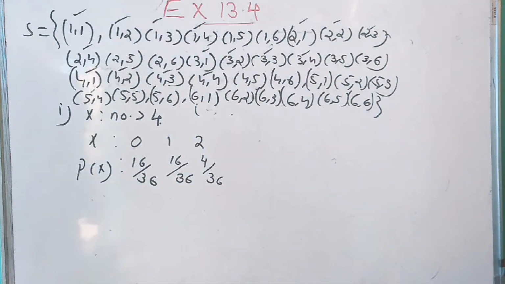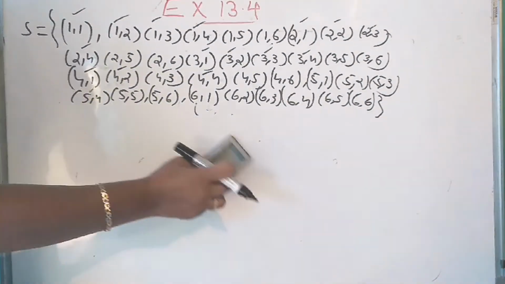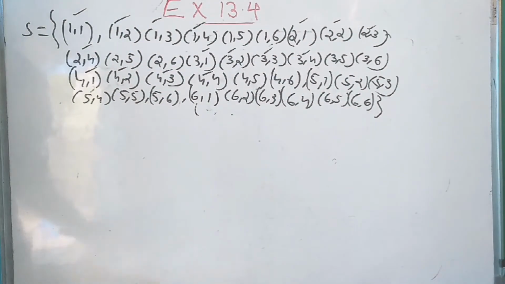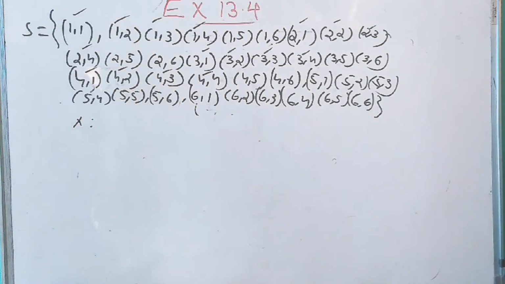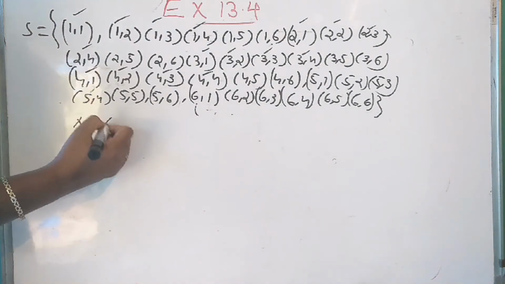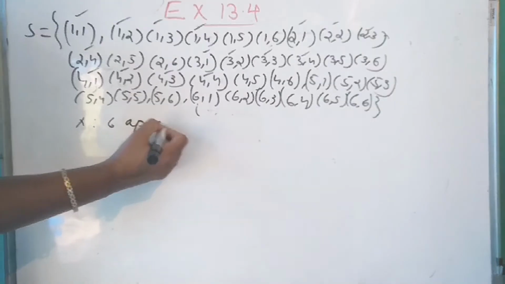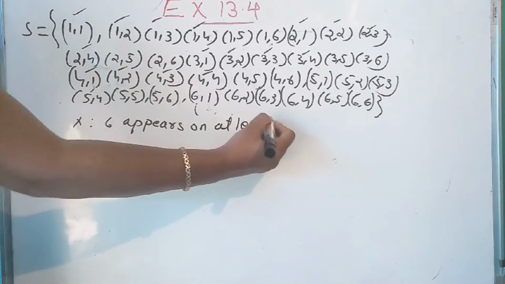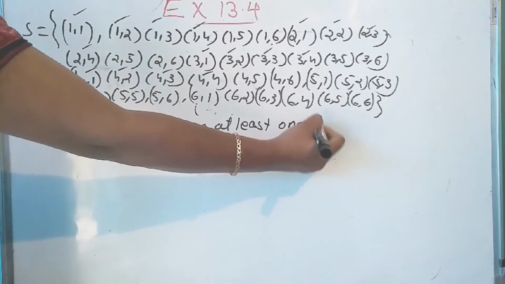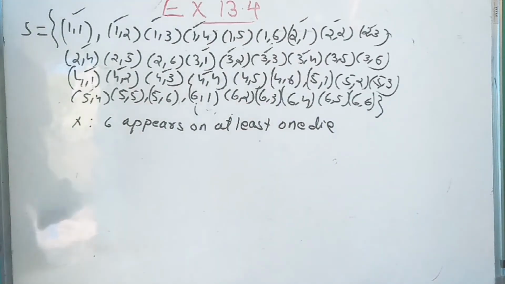And what is our second case? 6 appears on at least one die. Then I am going to define a random variable X. Let X be the random variable which denotes that the number 6 appears on at least one die.